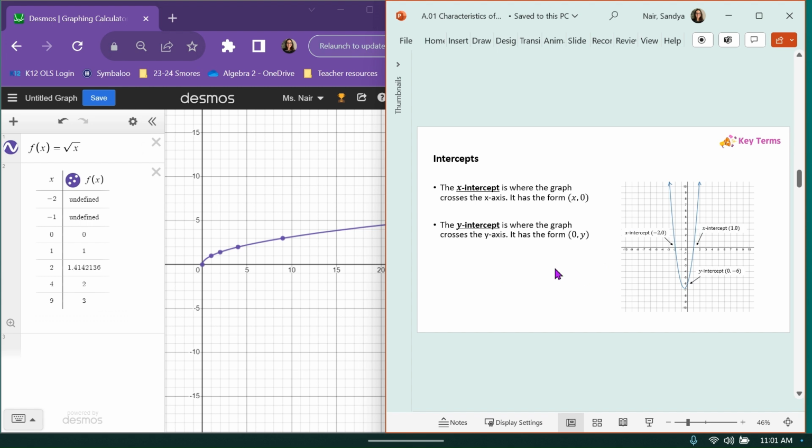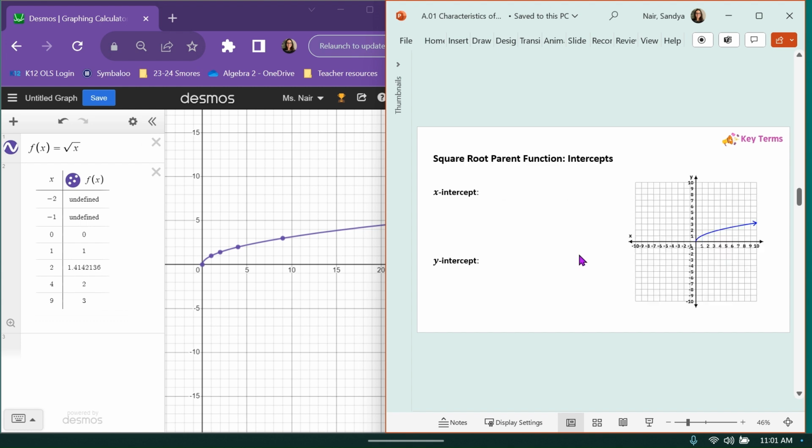So now let's think about the intercepts. The intercepts will be points where the graph crosses the axes. So the x-intercept will be where the graph crosses the x-axis. And remember, at the x-intercept, the y-coordinate is going to be 0. The y-intercept will be where the graph crosses the y-axis. And remember, at the y-intercept, the x-coordinate will be 0.